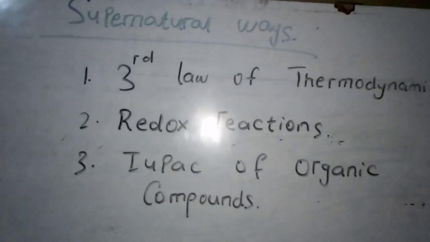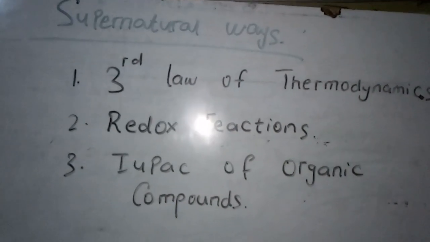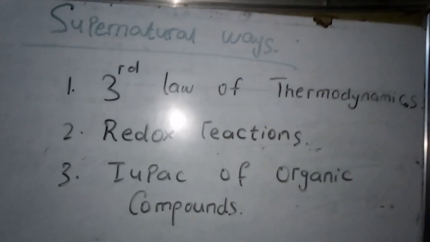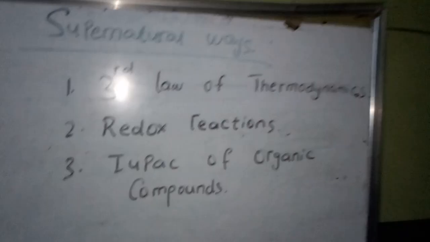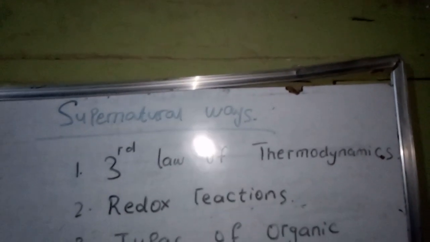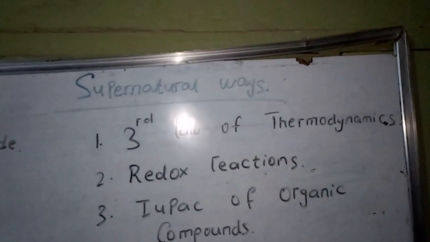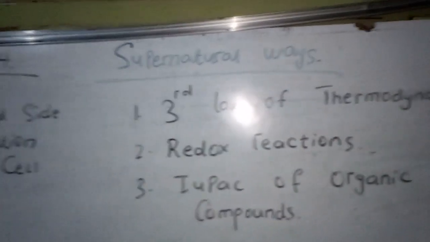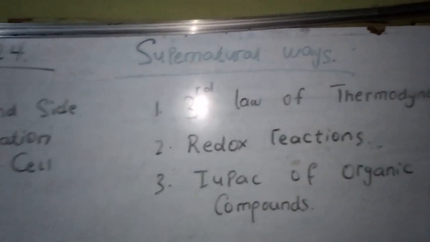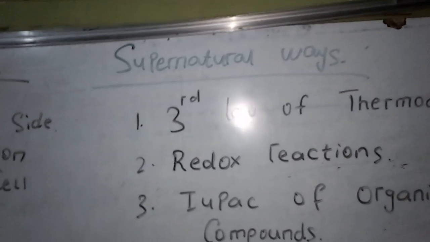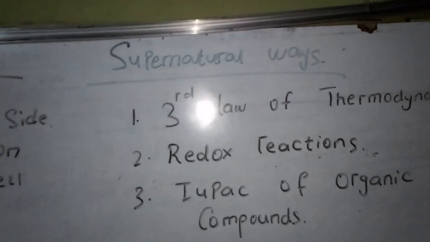This law states that the entropy change of all perfect crystalline solids is zero at absolute zero temperature. You know the entropy, which is delta S. S stands for entropy, H enthalpy, then G our Gibbs energy or free energy or available energy.